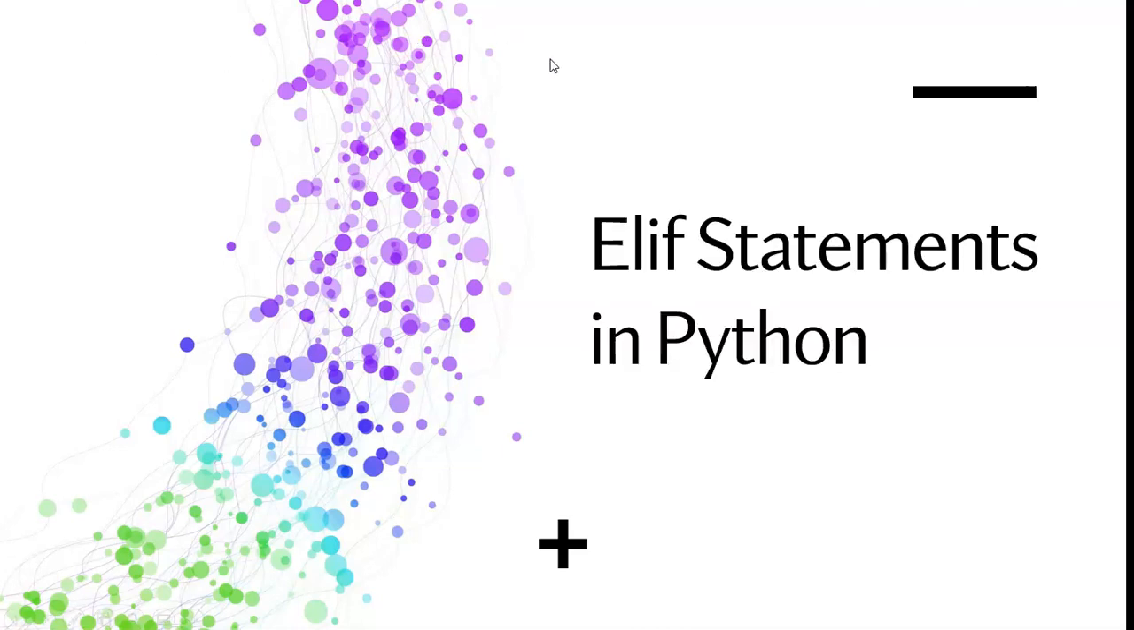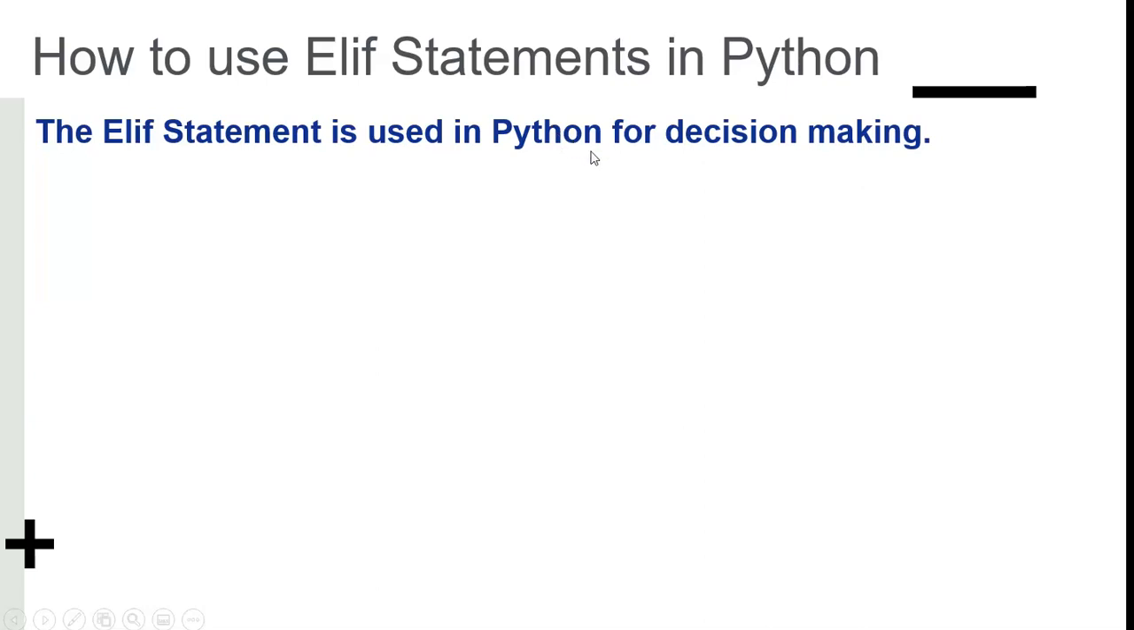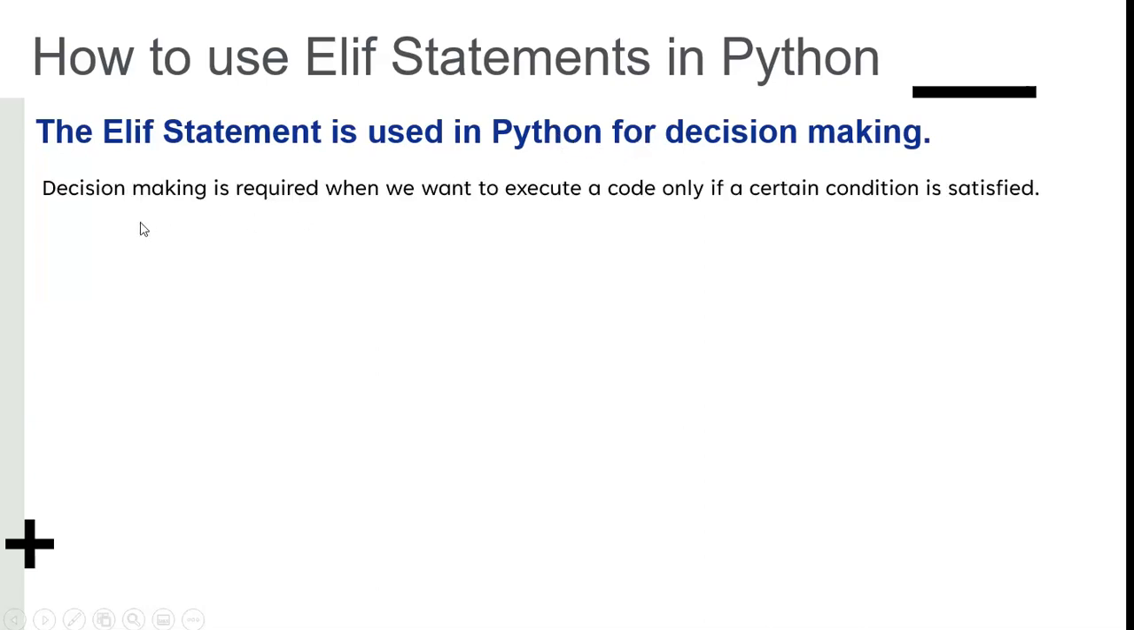Elif statements in Python. How to use Elif statements in Python. The Elif statement is used in Python for decision making. Decision making is required when we want to execute a code only if a certain condition is satisfied.